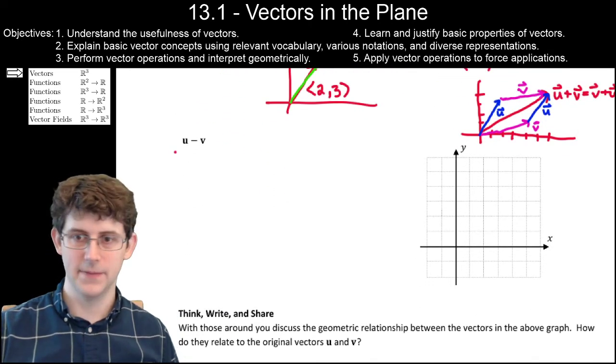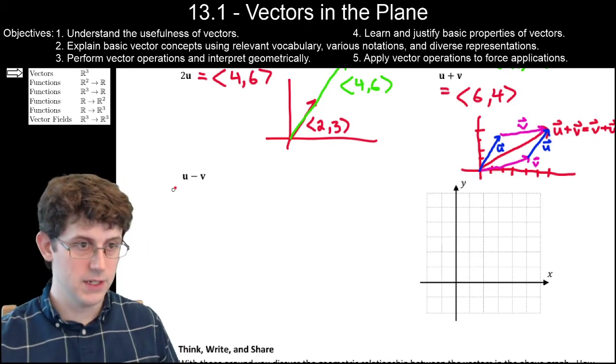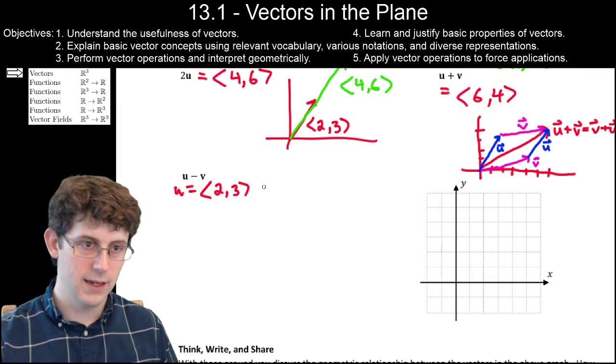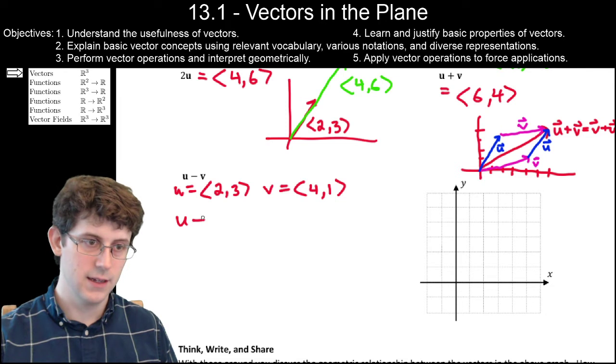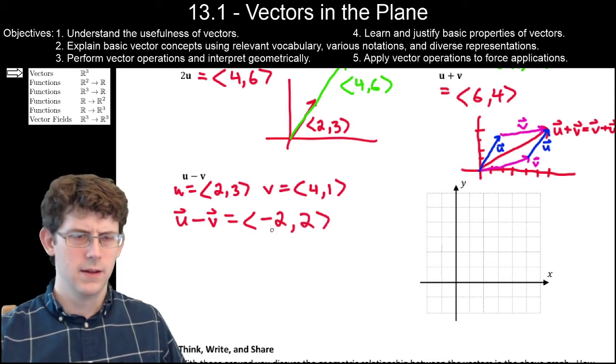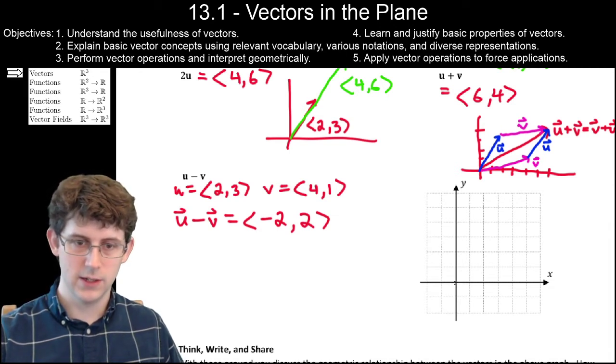U minus v, okay. Well, u minus v, what was u? U was 2, 3, and v was 4, 1. U minus v is 2 minus 4 and 3 minus 1. So how do we get this on the picture? Okay, u minus v goes left 2 and up 2. So here's u minus v.